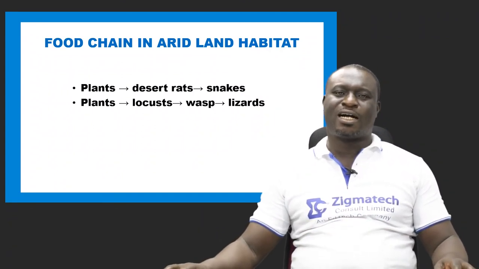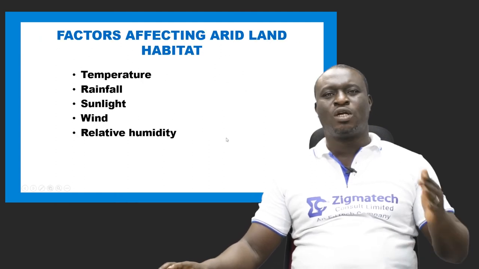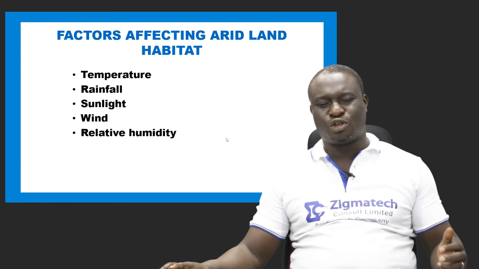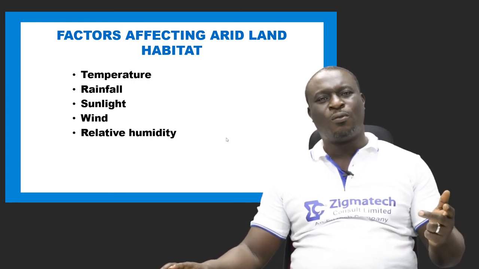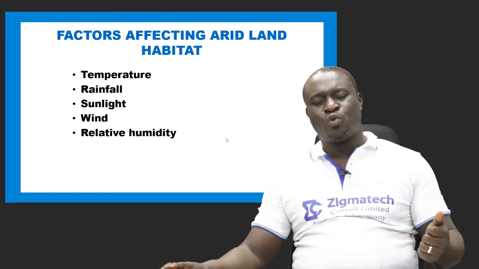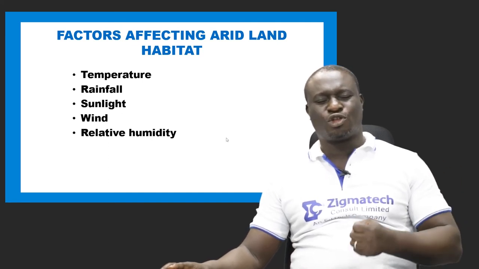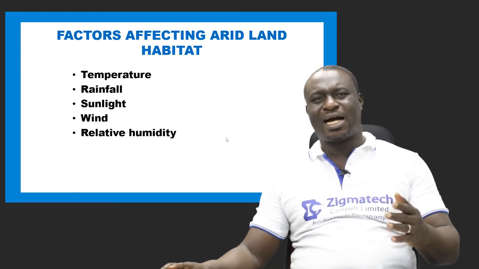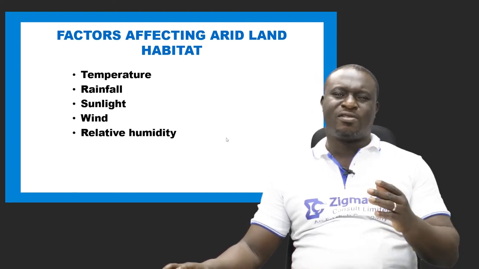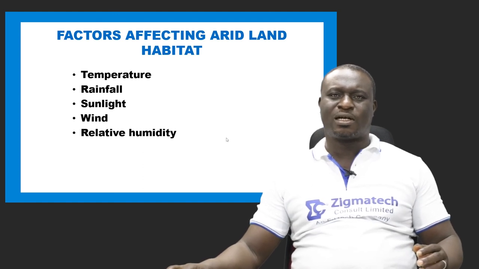Now let's look at factors that affect arid land habitat. Number one, we have temperature. We also have rainfall, we have sunshine or sunlight, we have wind, we have relative humidity, and so many more. So these are the factors that affect arid land. Now this brings us to the end of this class.